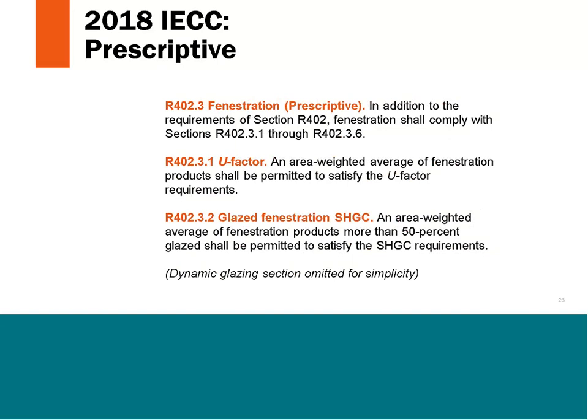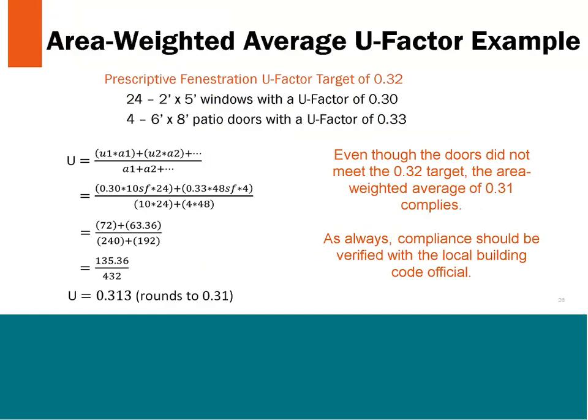Area weighted averaging allows one to meet the intent of the code by compensating for products that do not quite meet the prescriptive requirements with others that exceed the prescriptive requirements. There are upper limits or caps on how high the U factor and SHGC are allowed to be. So I'm going to show you the next slide for that weighted example. In this example, this is how an area weighted average is calculated. Even though the patio door has a U factor of 0.33 and does not meet the prescriptive target of 0.32, the area weighted average of 0.31 for the windows and doors, given that the windows have a lower U factor of 0.30, allows the fenestration package to comply.